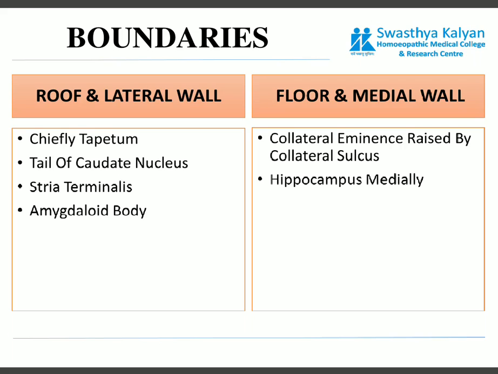The collateral sulcus extends from the occipital pole to a short distance within the temporal pole, and it leads to an elongated swelling which is lateral and parallel with the hippocampus. This is known as the collateral eminence. The hippocampus is also embedded deeply into the temporal lobe.